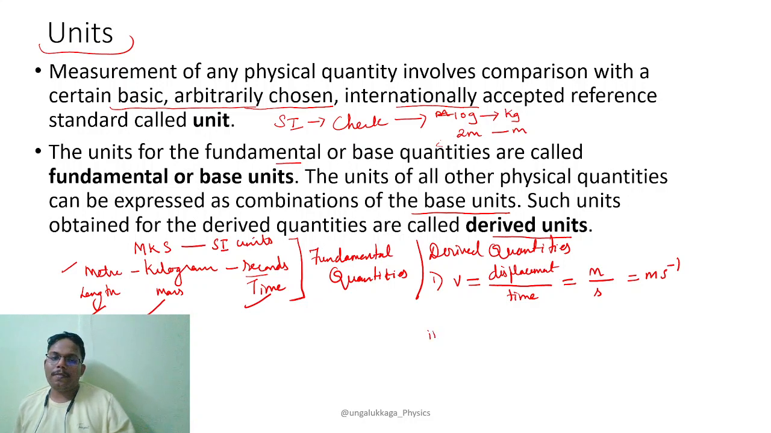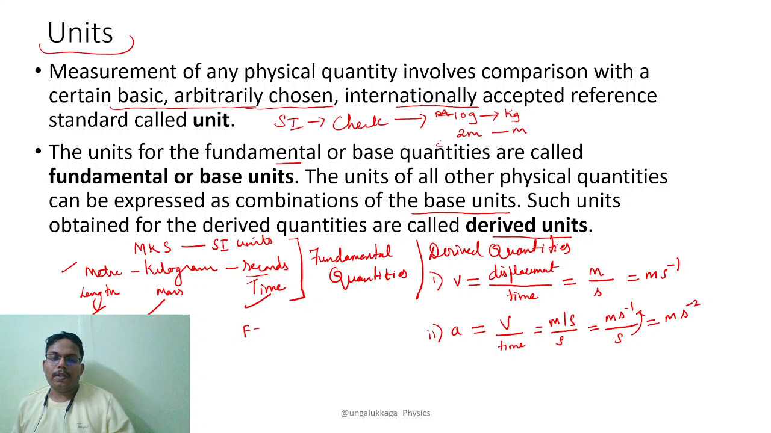And the second example which I used to give is acceleration, which is nothing but velocity by time, right? So velocity is meter per second, or m s^-1, and time is seconds. Here we have s^-1, and if I take this s from the denominator to the numerator, it would become m s^-2, right? Then I will give another example.